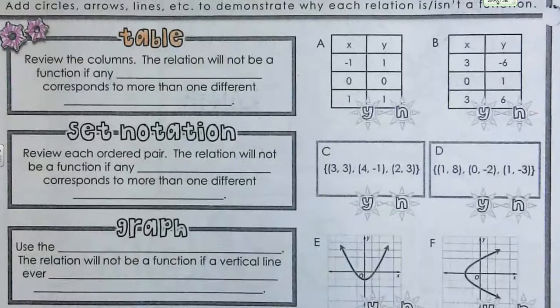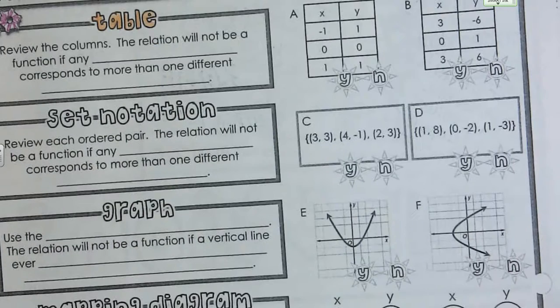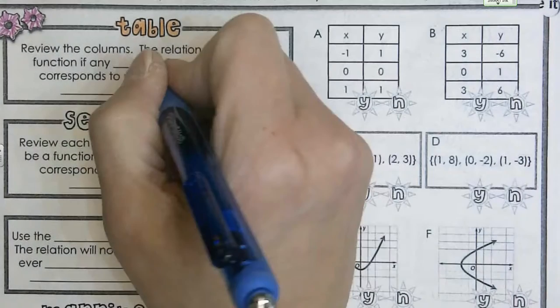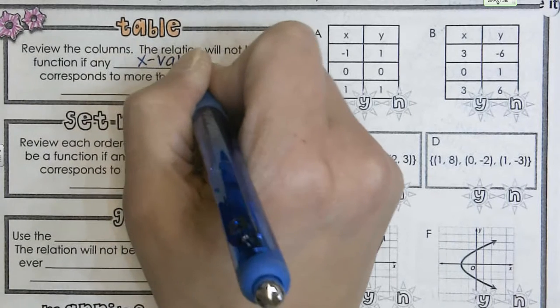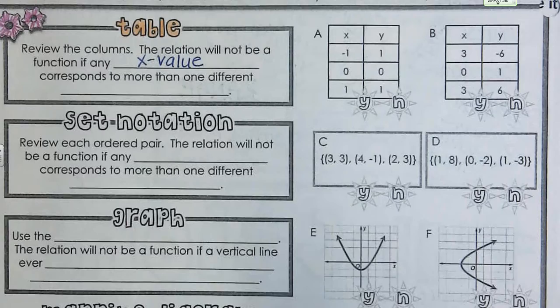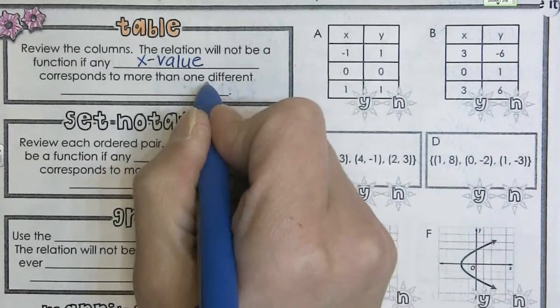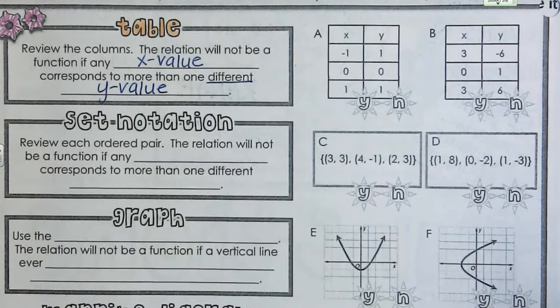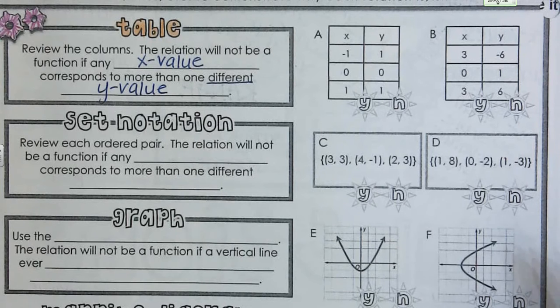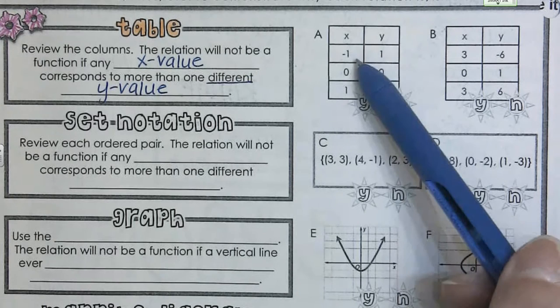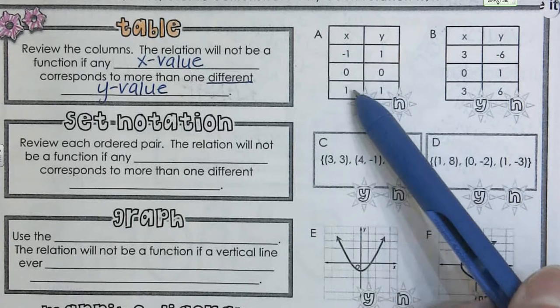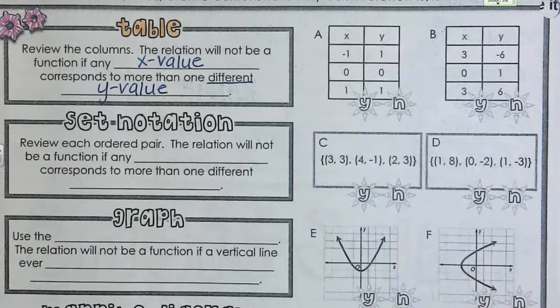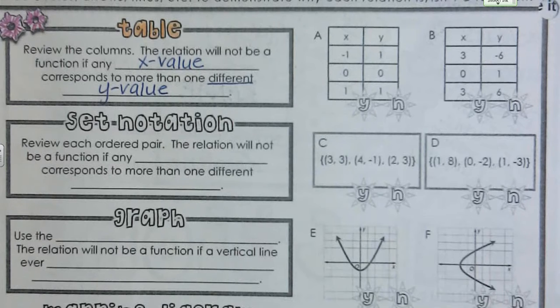The relation will not be a function if any x value corresponds to more than one different, and that's the key word, guys, different y value. So when I look, I see I don't have any repeated x values, so right away, that's good. I know for a fact then that yes, that is a function.